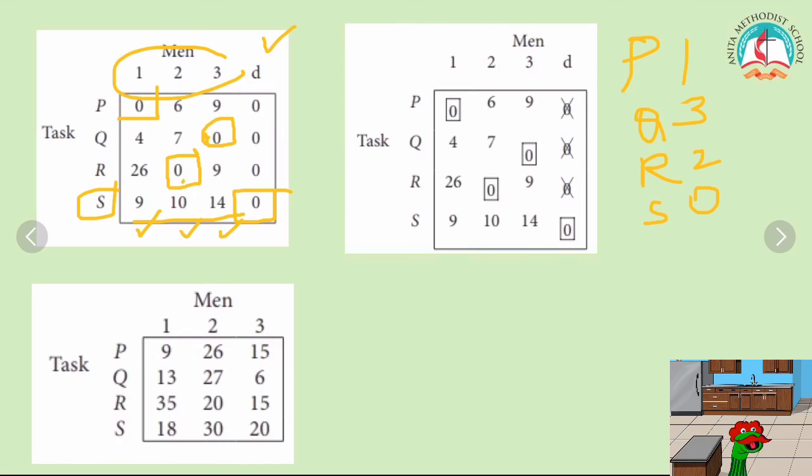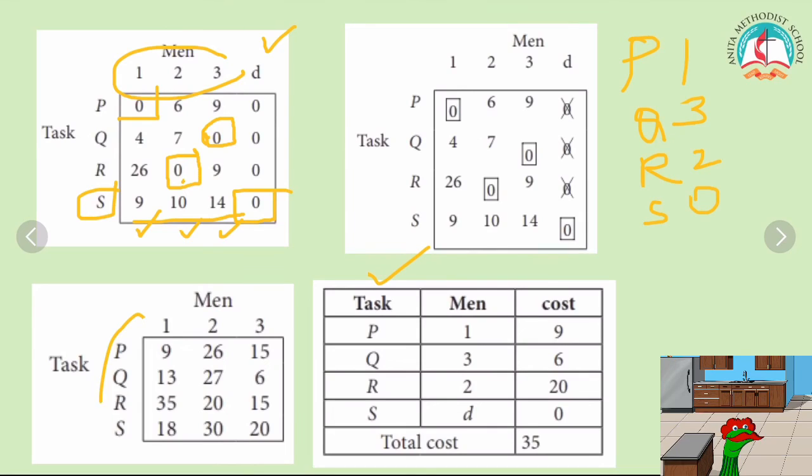Now prepare the table from the question. So task PQRS and men. For P it is 1. For Q 3. For R it is 2. For S it is 0. What is the corresponding cost? P1 is 9. Q3 is 6. And for R it is 2, which is 20. And for S nothing, so 0. So if you add all the 4 numbers, you will get 35 rupees.